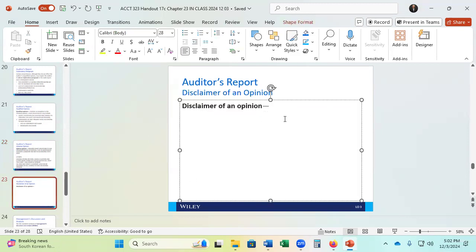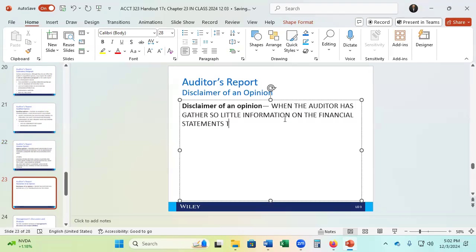Disclaimer of opinion. When the auditor has gathered so little information on the financial statements that no opinion can be expressed. And where it says so little, it can also be important information. Like if somebody says they have $1 billion in a bank in India, and you can't confirm that, it's not so little information, it's just that you can't confirm it and it's so big that you would have to disclaim it. Okay.